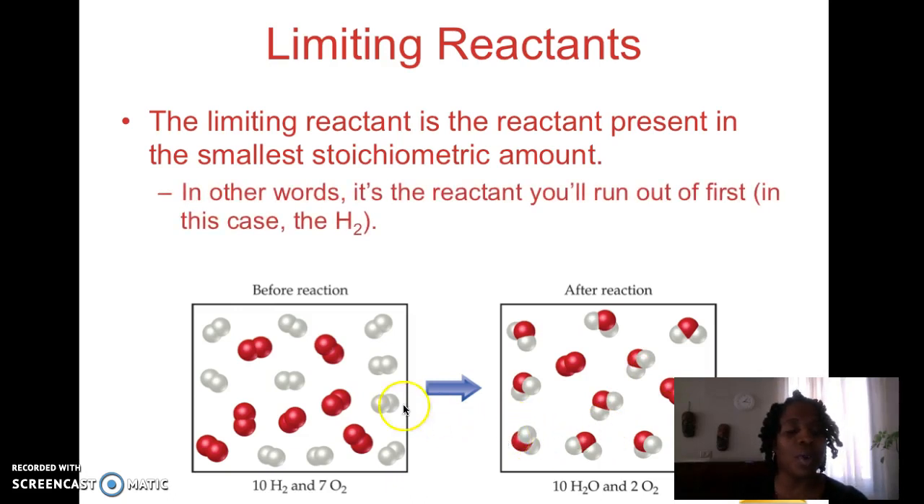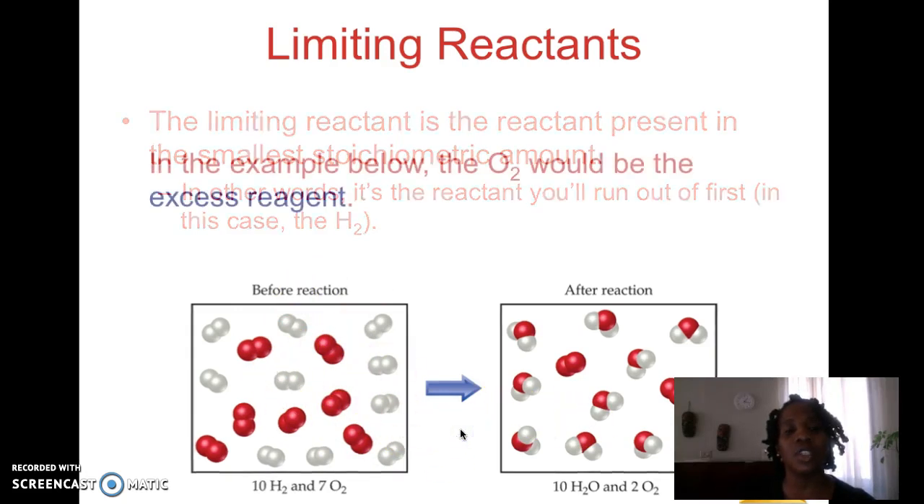So for example, if you have hydrogen and oxygen gas reacting to form water, well, hydrogen and oxygen gas have to react in a 2-to-1 ratio, whereby you have twice as many molecules of hydrogen as you have oxygen. So with 10 molecules of hydrogen and 7 molecules of oxygen, as you can see, you can produce 10 molecules of water, but you will still have 2 molecules of oxygen left over. So oxygen is in excess. You will run out of hydrogen first, using 10 molecules of hydrogen and 5 molecules of oxygen. So hydrogen is your limiting reagent.